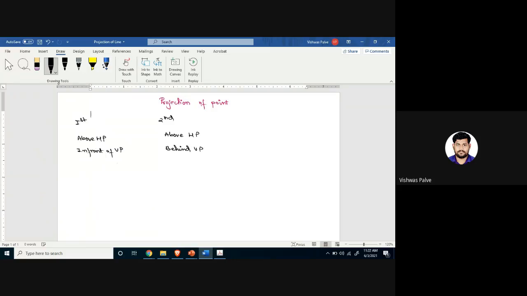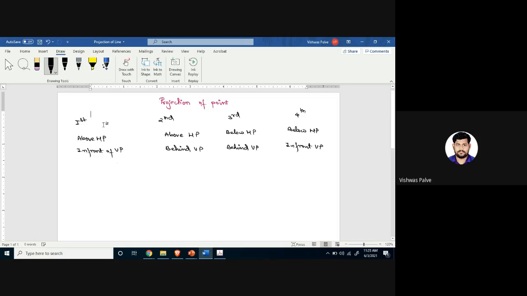What is the condition for the third quadrant? Below HP and behind VP. What is the condition for the fourth quadrant? Below HP and in front of VP.